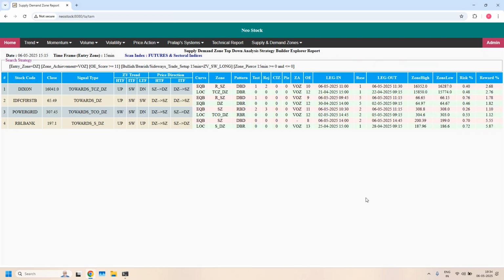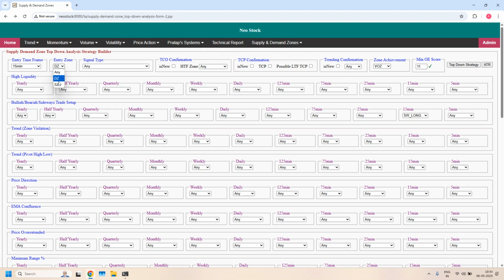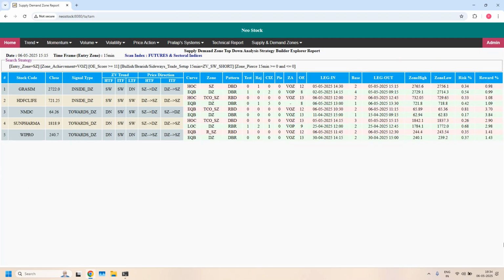So let's filter. We got 4 stocks. Sideways long trade setup. Okay, next the sideways short trade setup for DIT, daily income trade. Entry zone is the supply zone, and in the 15 minutes I am selecting sideways short. The remaining filters are the same and apply to the 15 minutes supply zone. Let's filter. Now we got 5 stocks. This is the sideways short trade setup.